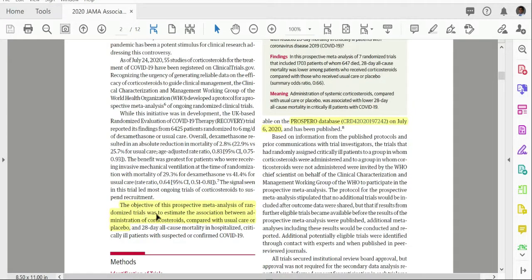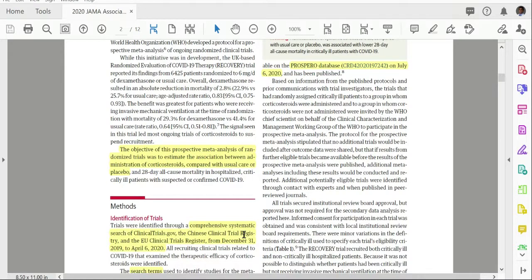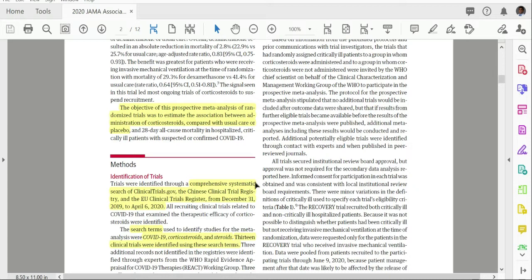And the objective of this particular meta-analysis was to see if there were randomized controlled trials that showed any association between the use of corticosteroids compared to the usual care. Say it could be supportive therapy or any other commonly used medication in the hospital. So in terms of methods, they did a comprehensive systematic search.